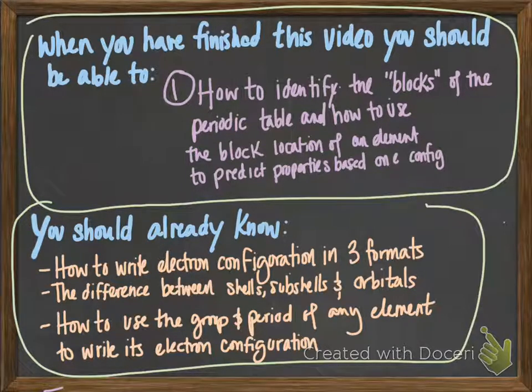So you already need to know how to write electron configuration in the three basic formats, the difference between shells and subshells and orbitals, and how to use the group and period of any element to write its electron configuration. Let's go. Grab a periodic table out of the special folder for this video. You can go ahead and pause the video.